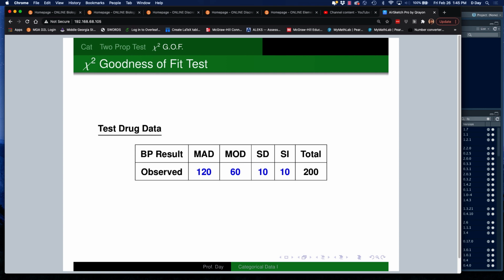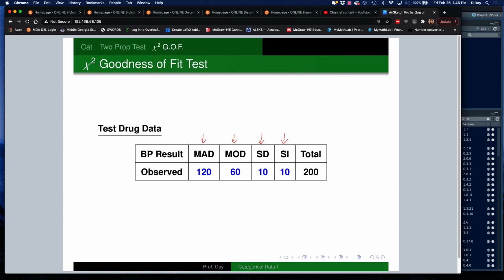The marked decrease here, what I call a MAD, was 120 people showed a marked decrease in blood pressure. 60 people showed a moderate decrease in blood pressure. 10 showed a slight decrease, and another 10 of the 200 folks showed a slight increase. So far this drug looks pretty good to me.